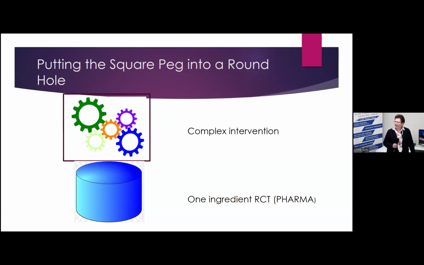Because of all this complexity, and I have to thank Nandini for this, she describes complex interventions as trying to fit a square peg into a round hole. Complex interventions, by definition, have all these nuts and bolts and craggy pieces and elbows, and you're trying to put them into this very nice classical clinical trial model, which is often based on the one-ingredient RCT pharma trial. So it's a bit of a challenge.